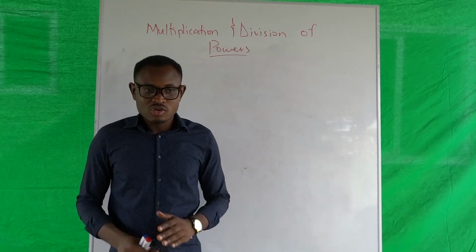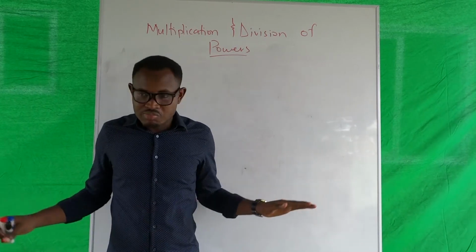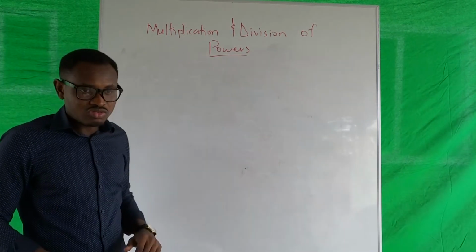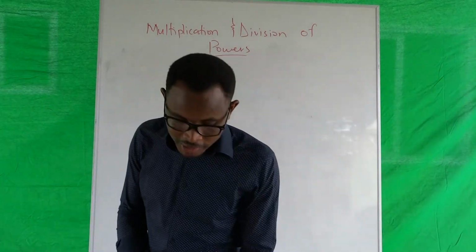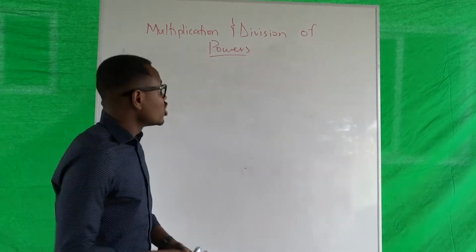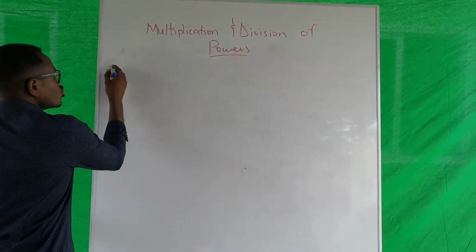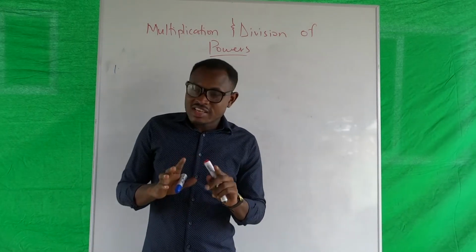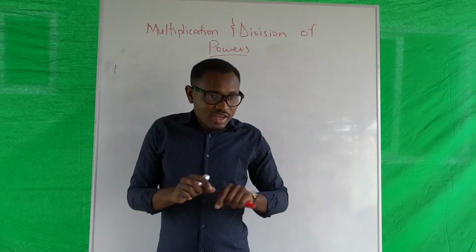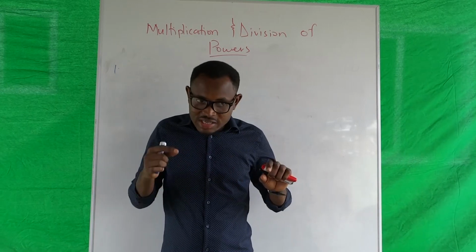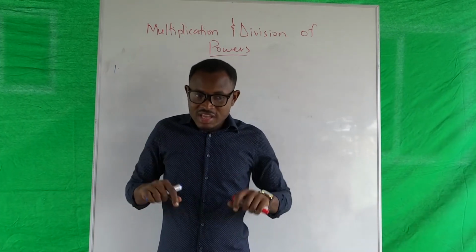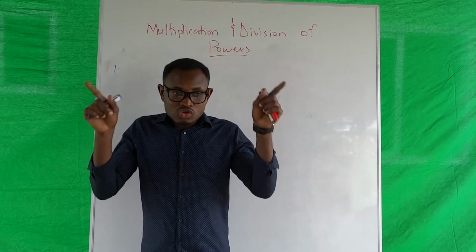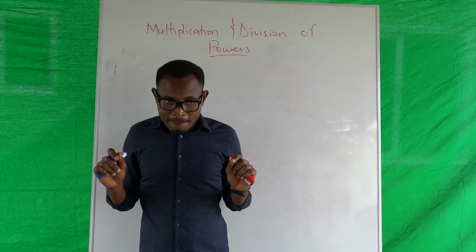That is mathematics for you. If you know the rules, you don't have any problem. So let's establish these rules and then we'll be out of here. All right, so the first one, rule number one, states that if the bases are the same, you add the exponents.